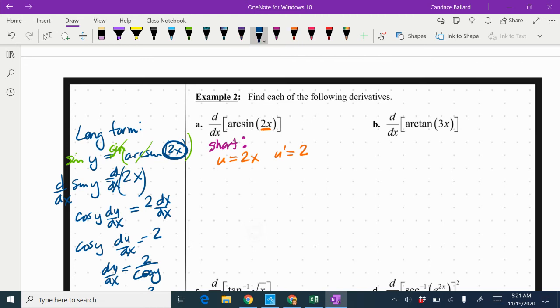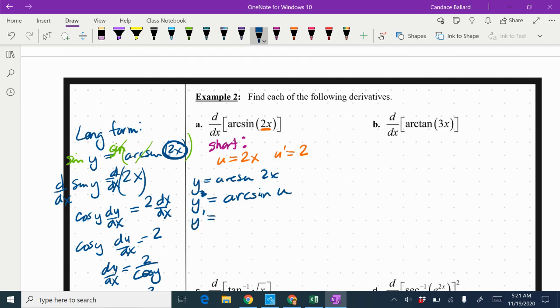So I'm going to write it as y equals arcsine of 2x. Actually not y prime yet. Let's rewrite it with our u. So arcsine of u. Now let's take our derivative.